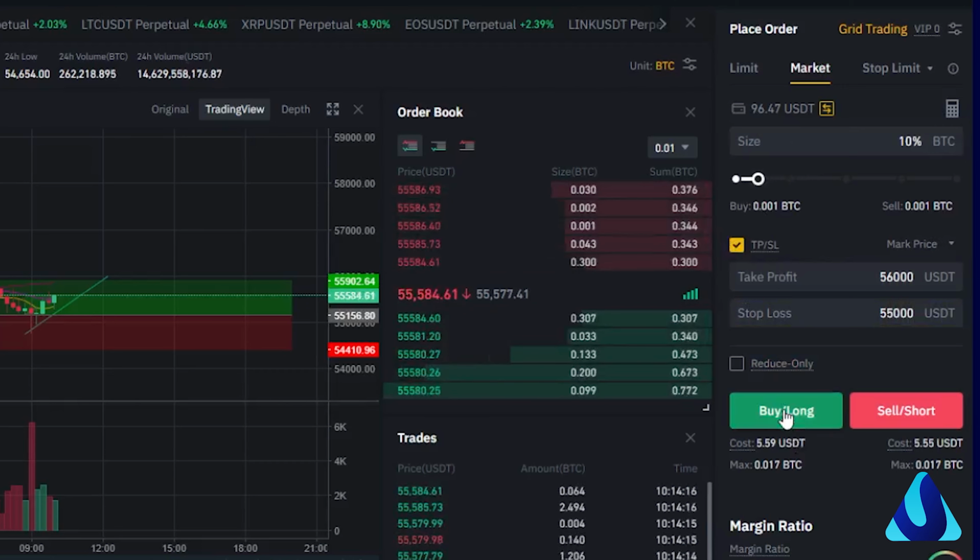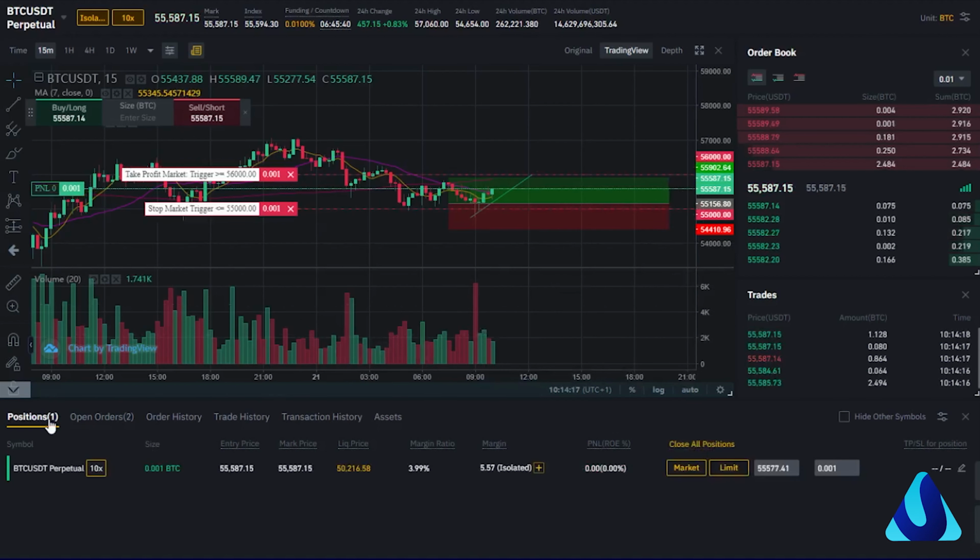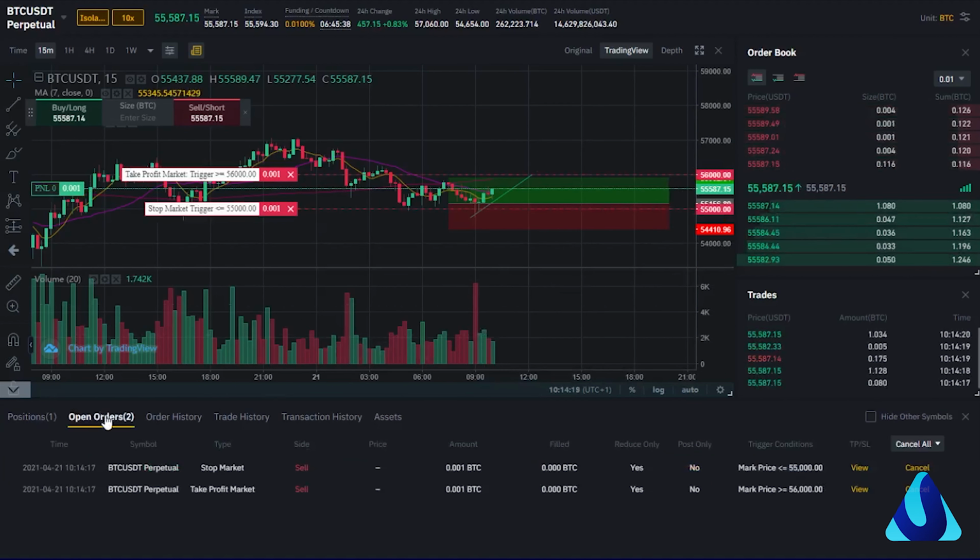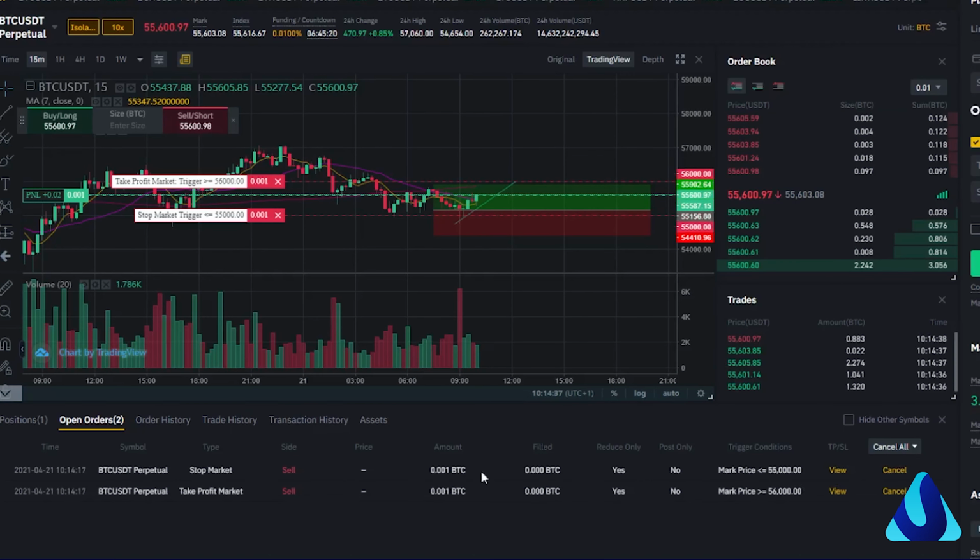So if I click buy long now, my order is now a position. So it's also got a stop market and take profit market order. They're open, so if it hits 55,000, it's going to stop me out and sell my current amount. Same here, take profit at 56,000, as you can see here.